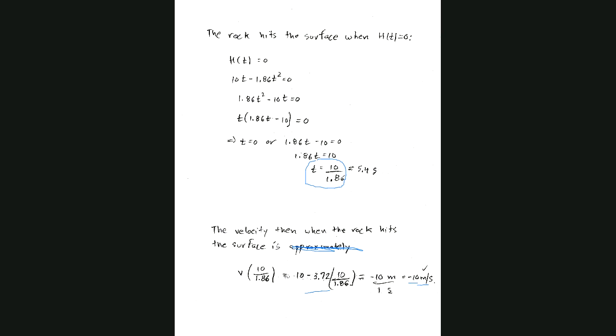Now, sometimes you'll have velocity functions that describe a particle moving sideways. In that case, if the particle's moving to the right, the velocity would be positive. If the particle's moving to the left, the velocity would be negative.